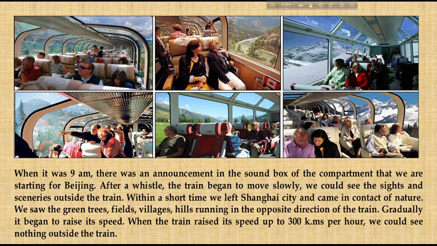Within a short time, we left Shanghai city and came in contact with nature. We saw the green trees, fields, villages, hills running in the opposite direction of the train. Gradually, it began to raise its speed. When the train raised its speed up to 300 kilometers per hour, we could see nothing outside the train.